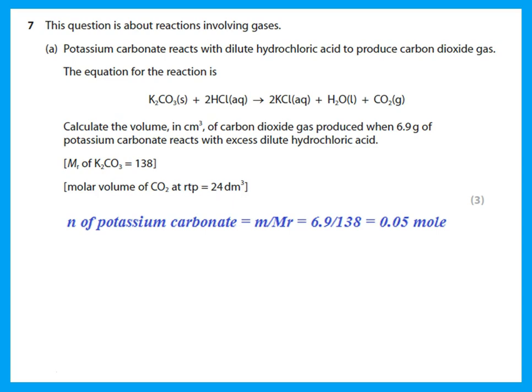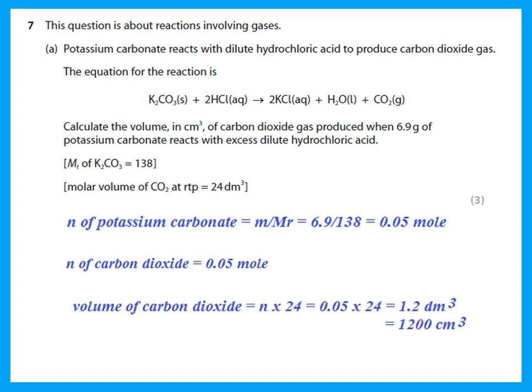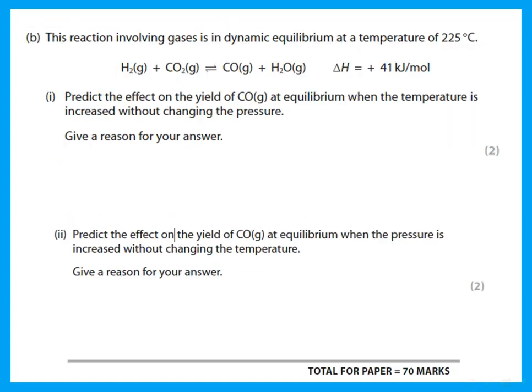So I go to the equation. What does the equation say? The equation says if I have 1 mole of K2CO3, I will end up with 1 mole of CO2. And that means that the number of moles of CO2 is the same as potassium carbonate. So now I have number of moles of carbon dioxide. Now he wants what? He wants the volume. The volume is number of moles times 24. The volume that comes out again is in decimeter cubed. I multiply by 1,000 to get it in centimeter cubed.